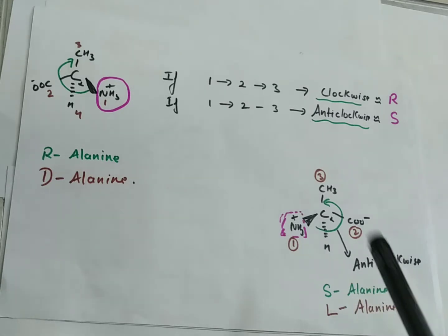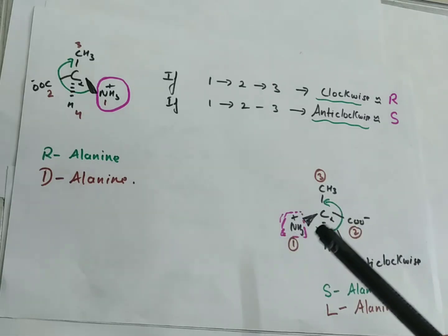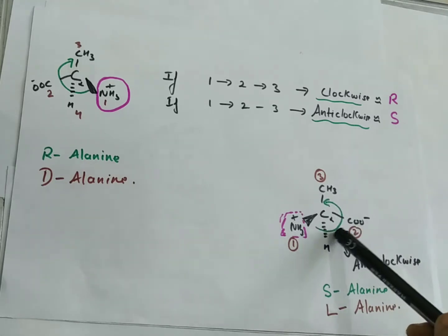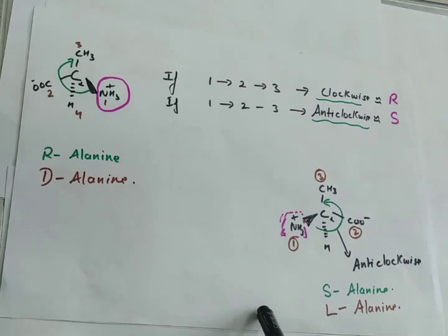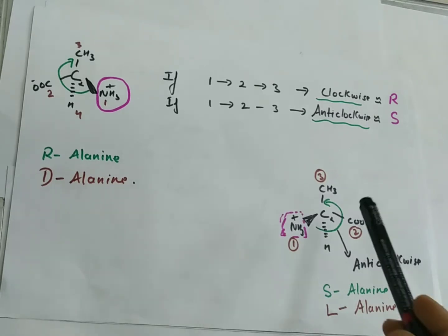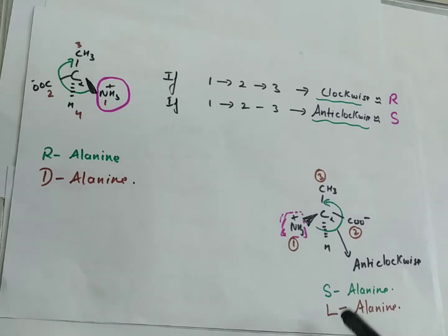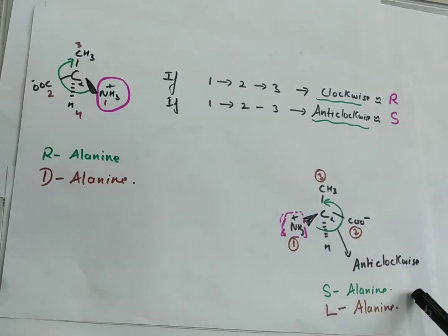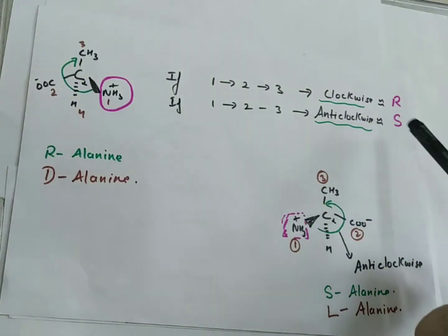Let's take the example of the same molecule in the L-alanine form. So this is 1, 2, 3. And while going from 1 to 3, we are going anti-clockwise. See, we are going this way. So this is the case of S. Anti-clockwise means S-alanine. This was the case of R, this was the case of S. Depending upon the movement: if it is anti-clockwise, then it is S. If it is clockwise, then it is R.